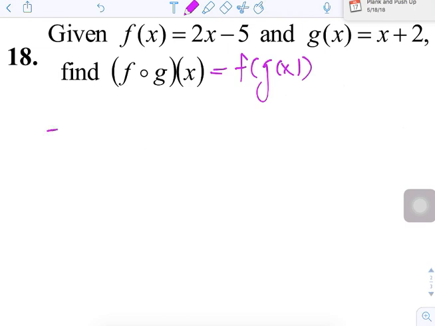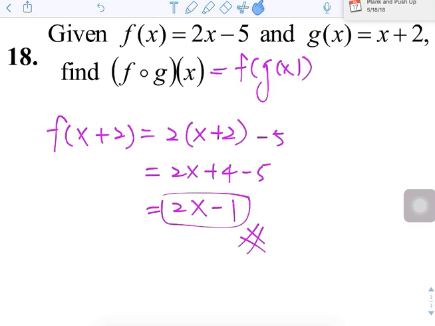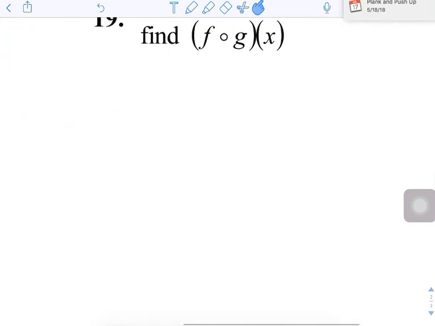So I'm going to just write it in one step, see if you guys can do the same thing. So train yourself to do it in one step to make your life a little bit easier, so less complicated. So like this. Okay, now I'm going to distribute the 2. So 2x plus 4 minus 5, which the final result will be 2x minus 1. That's 18. Now let's go to 19.